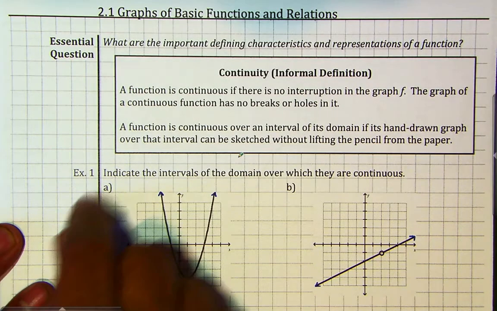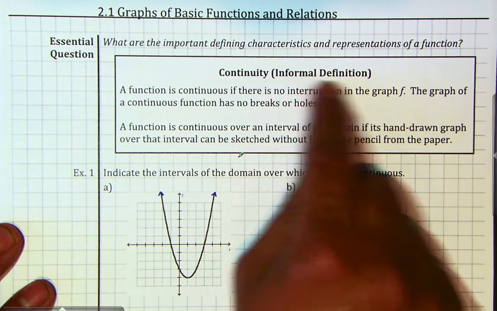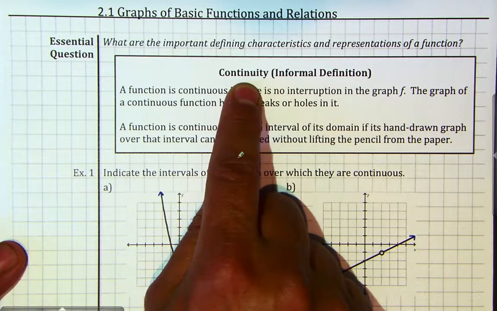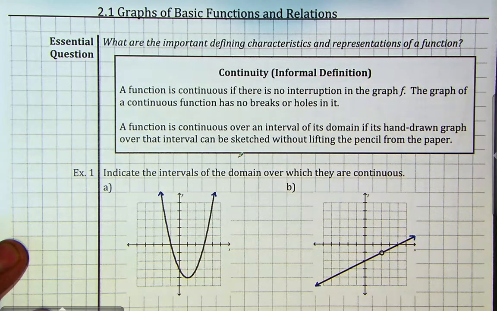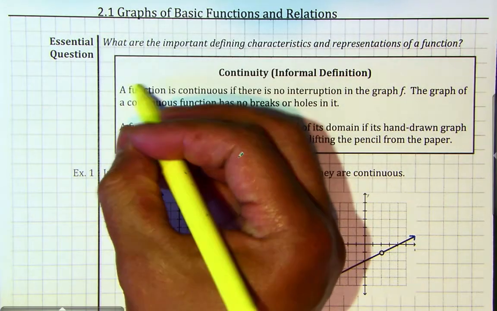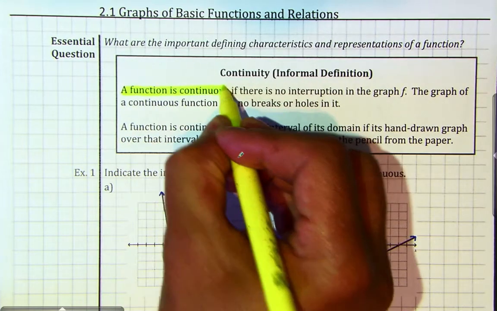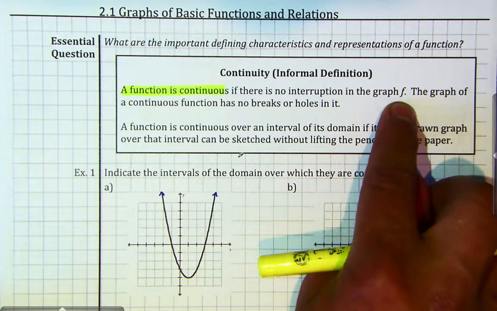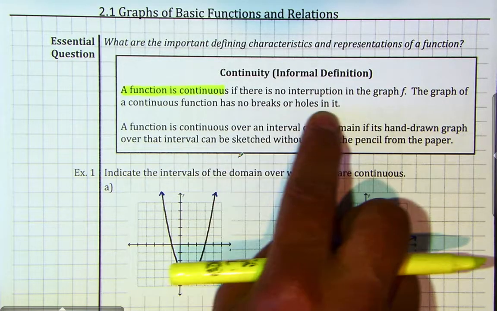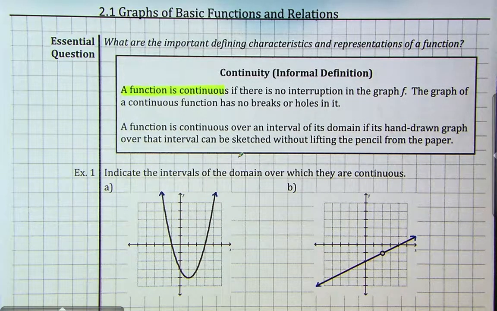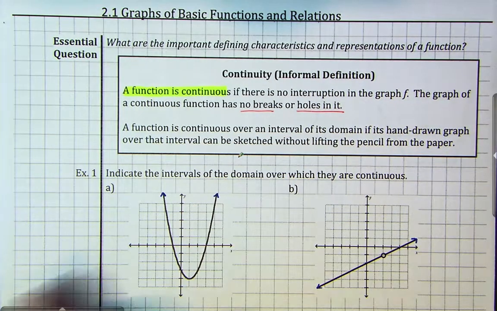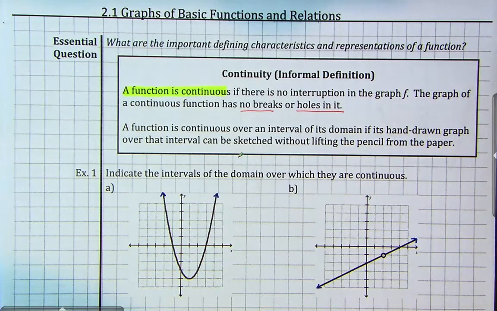Excellent. Continuity. This is an informal definition. We're going to continue with continuity once we start chapter 13, which will be the last chapter of the class, as we get you guys ready for calculus. A function is continuous if there's no interruption in the graph of f. The graph of a continuous function has no breaks or holes. So in order for it to be continuous, there are no interruptions, no breaks, and no holes. And this, as we say, is an informal definition.